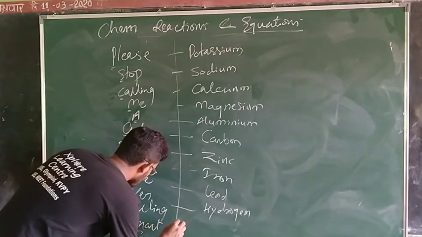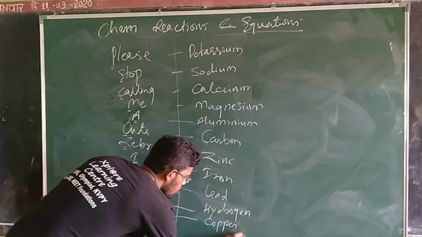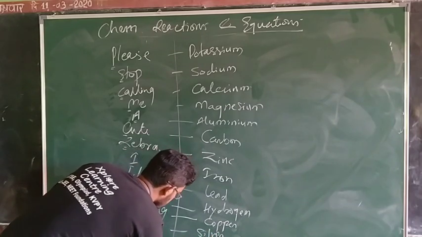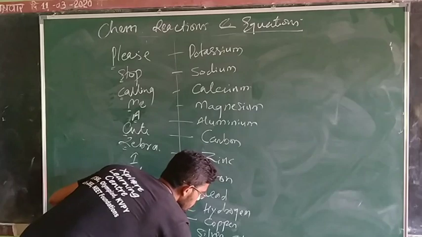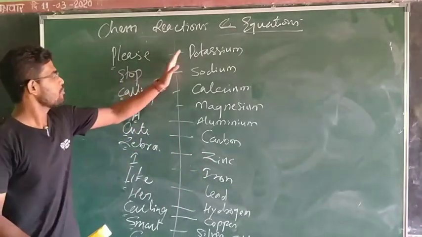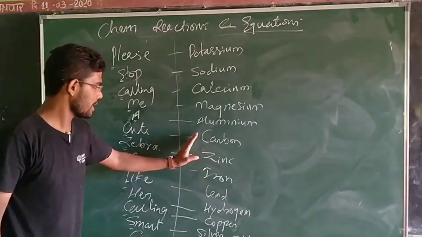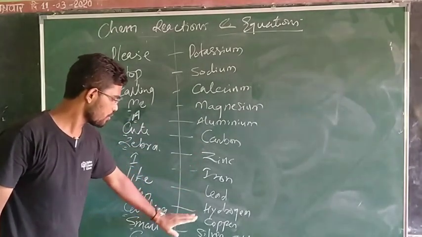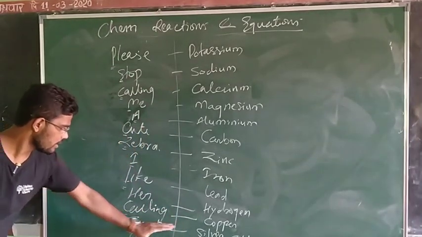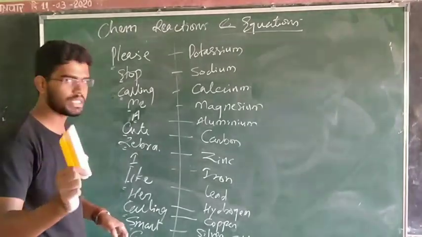Now calling. C stands for copper. S stands for silver, and G stands for gold. Okay. Potassium, sodium, calcium, magnesium, aluminum, carbon, zinc, iron, lead, hydrogen, copper, silver, and lastly it's gold for guy. Silver for smart.